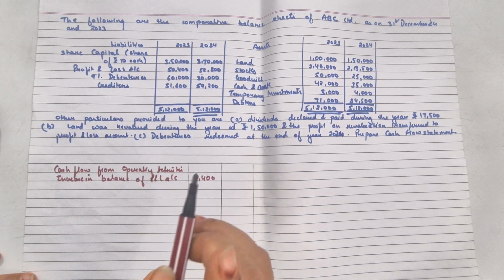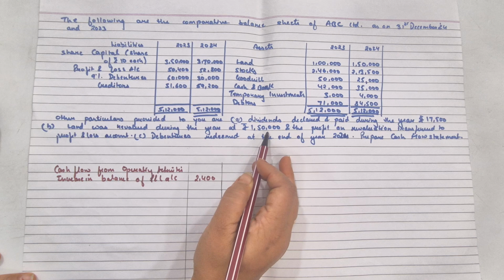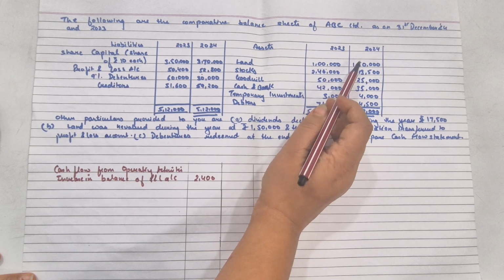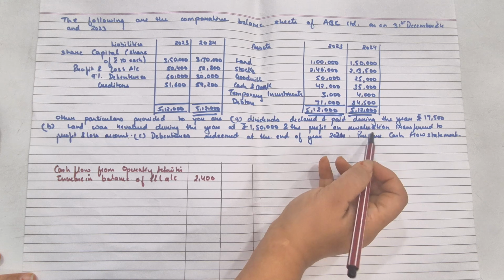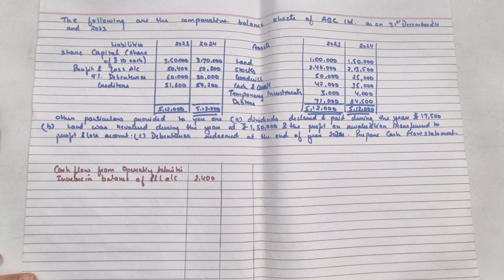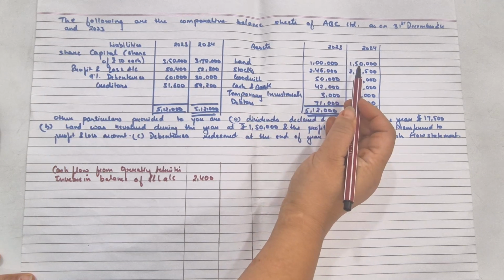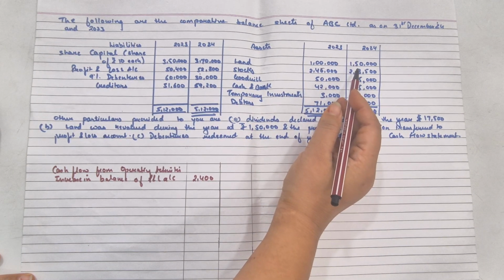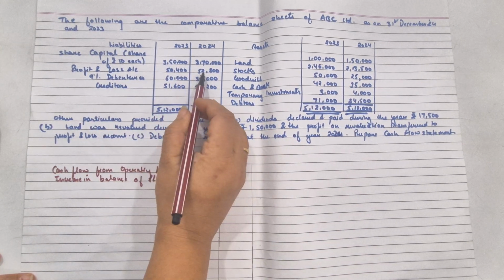Now we were given one thing, that the land was revalued during the year to 1,50,000. Earlier it was 1 lakh and now it is 1,50,000. So the profit of revaluation is transferred to the profit and loss account, but this is wrong. This is a non-cash item. There is only an increase in land value. We have not received this 50,000. So we must have added this in profit.